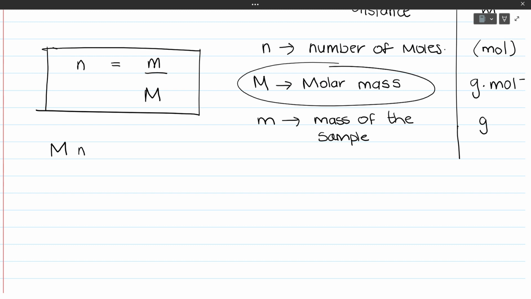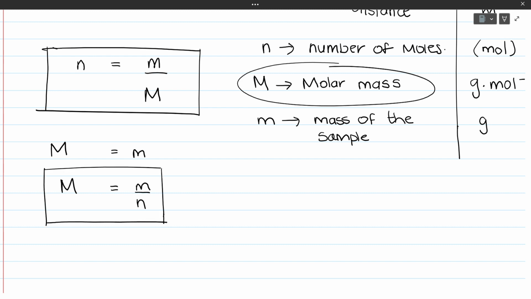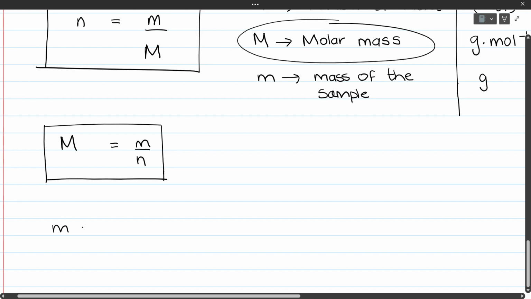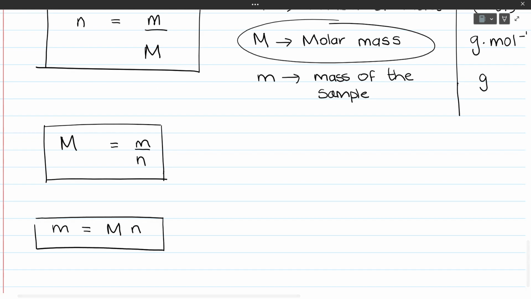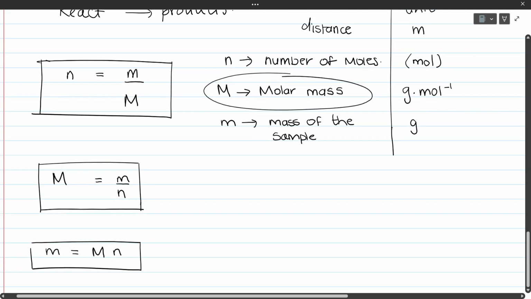And all that means is we are cross multiplying here, so M is equal to, okay, so this is the formula for molar mass as your subject. And then if you also wanted to calculate the mass of your sample, then you are just also multiplying, so that m is equal to, so just make sure you understand these three equations.